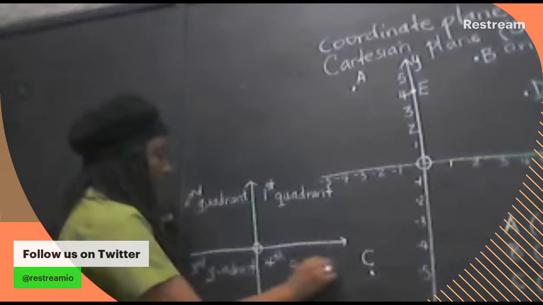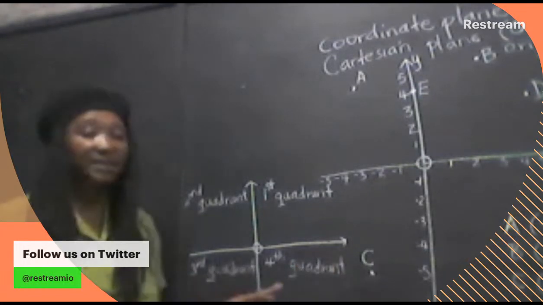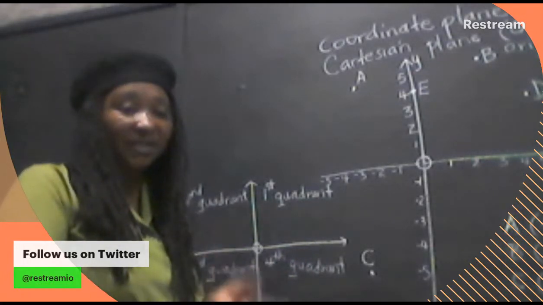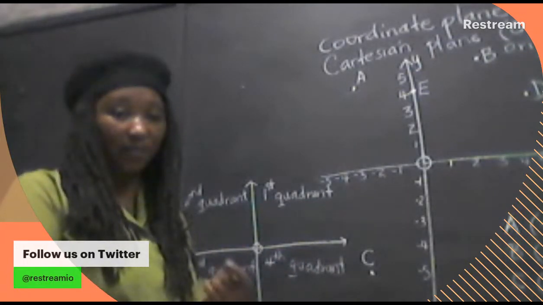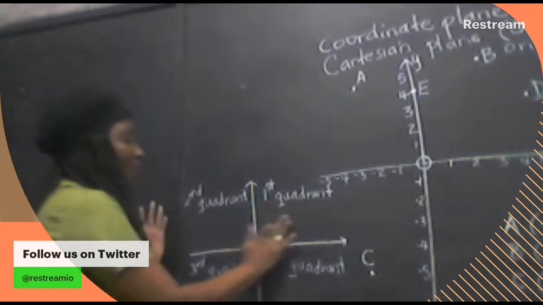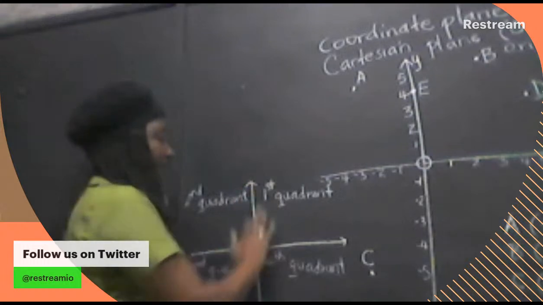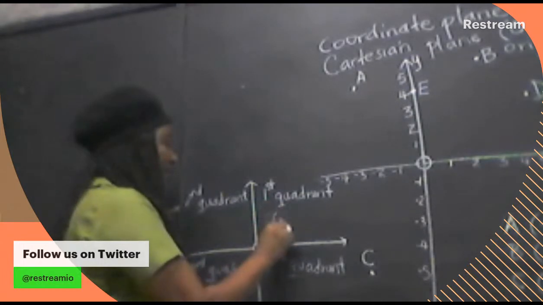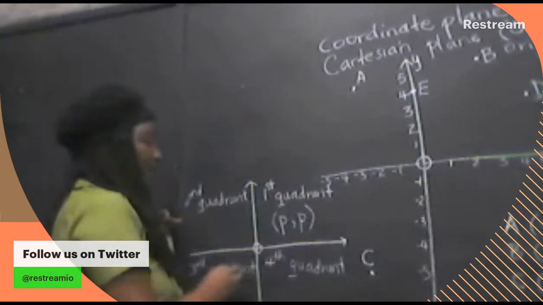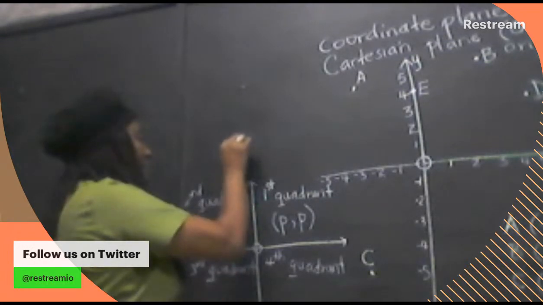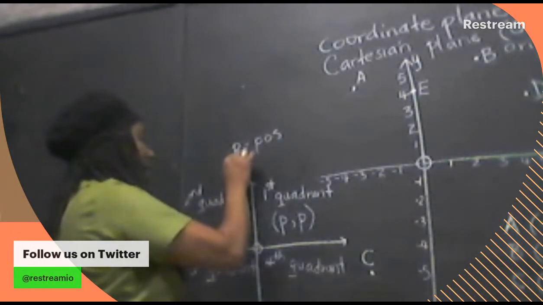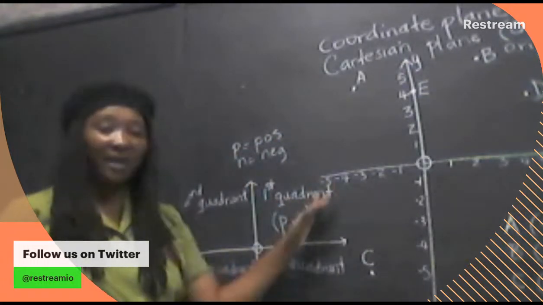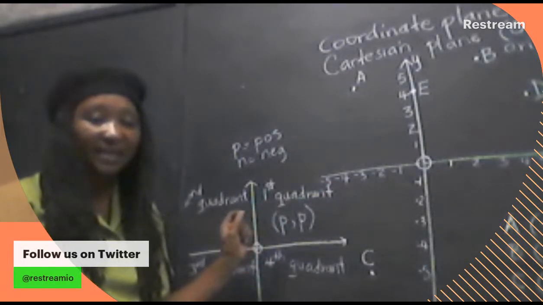Now, in which quadrant a point falls will determine whether it's a plus or a -y, and vice versa. So if it falls anywhere in this quadrant, the x is going to be positive, and the y is also going to be positive. So P for positive, N for negative.